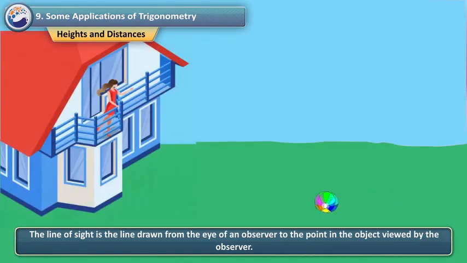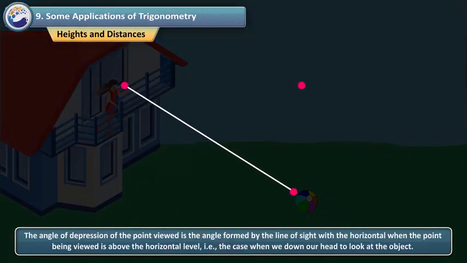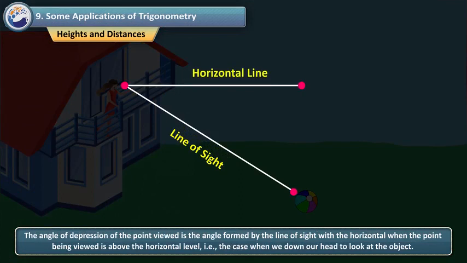The line of sight is the line drawn from the eye of an observer to the point in the object viewed by the observer. The angle of depression of the point viewed is the angle formed by the line of sight with the horizontal when the point being viewed is below the horizontal level. That is the case when we lower our head to look at the object.